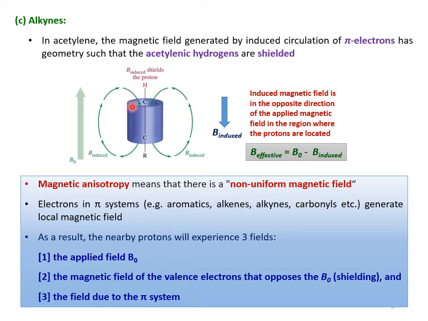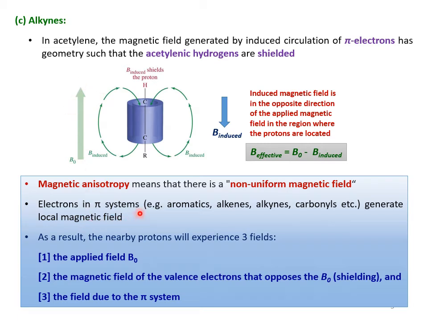This magnetic anisotropy is generated by the circulation of pi electrons. It is called anisotropic because in one direction it is aligned with the external magnetic field, and in the other direction it is opposite to the external magnetic field.